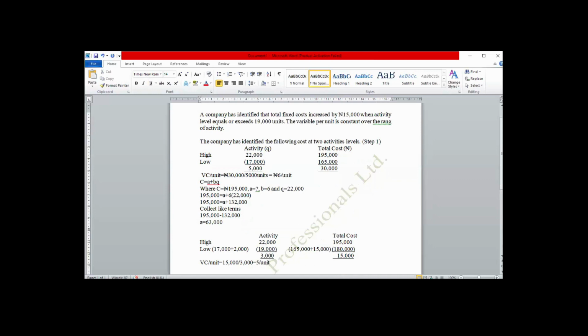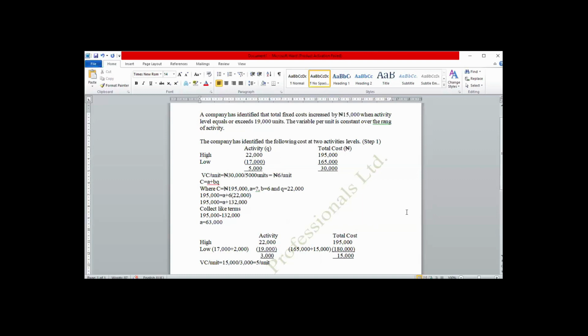Now, something will now come to your mind. Are you with me? Yes, sir. Something will come to your mind. What is that? Look at your variable cost here. What's our variable cost here? 6 naira. Yes, sir. Our variable cost here is what? 5 naira. Something should come to your mind. What is that, Temitope? 5 naira per unit.